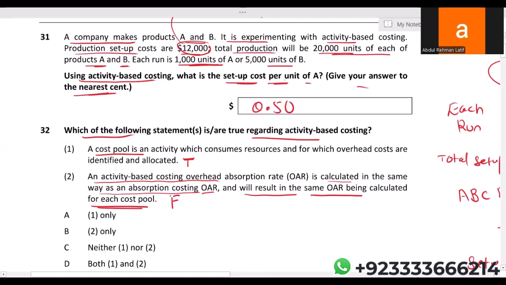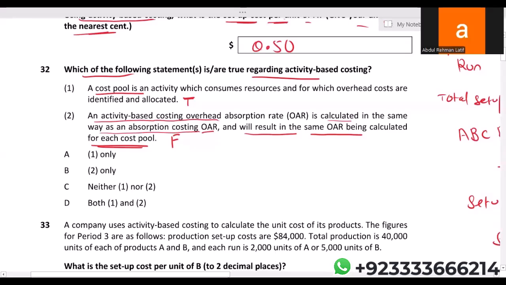Obviously, the way we calculate the rate under absorption costing and in ABC is the same: you take budgeted overheads divided by budgeted activity. But under ABC, what happens? For each cost pool, you will be calculating a separate overhead absorption rate. For each cost pool, there will be a separate overhead absorption rate. So it will not be the same. It will be different, obviously. So that is why statement number 2 is false, 1 is true. So the answer is alpha.